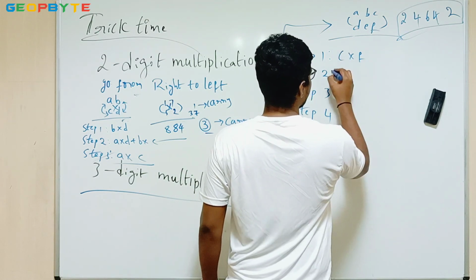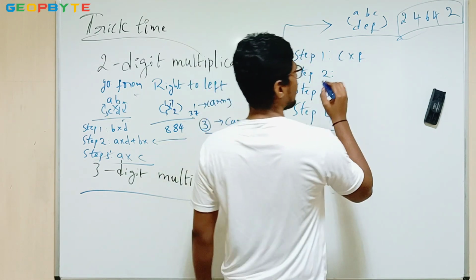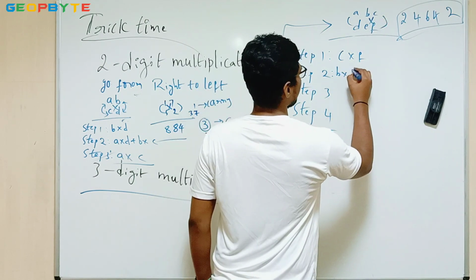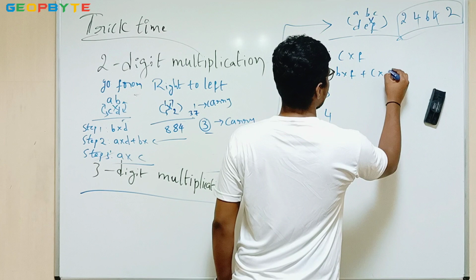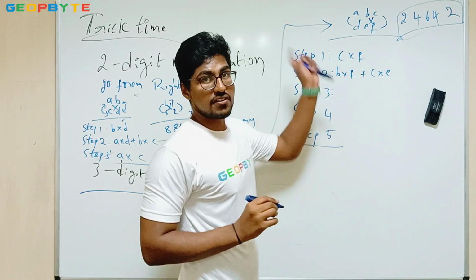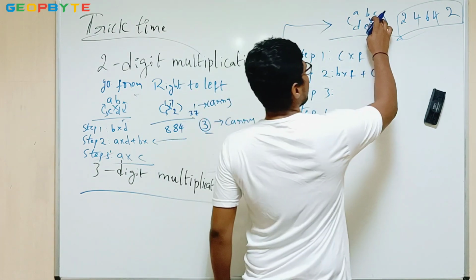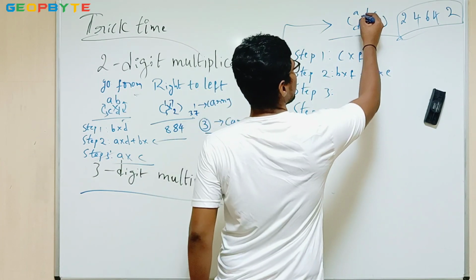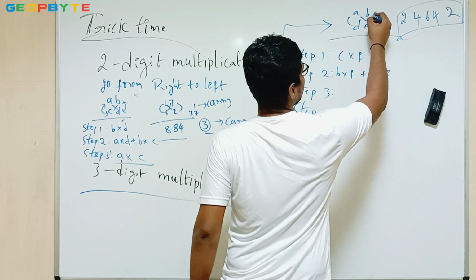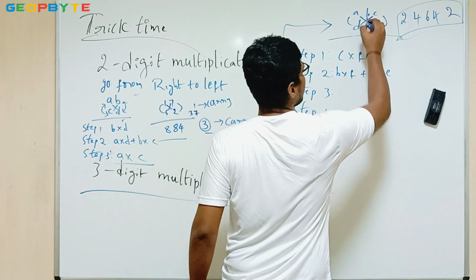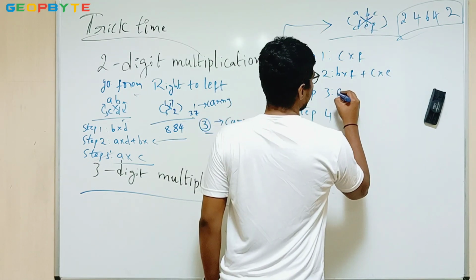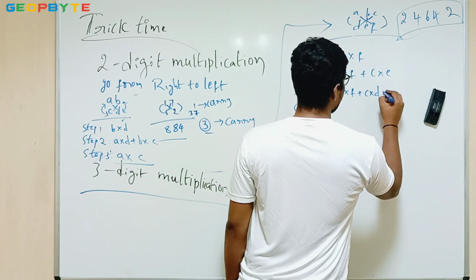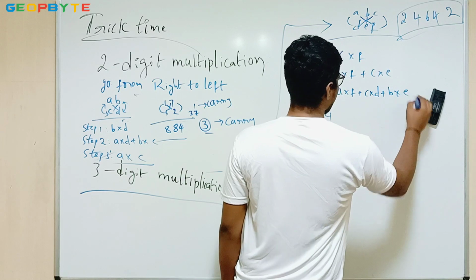C into F is the first one, and the second step you have to do it like these two. That is B into F plus C into E. And for the third step you have to use the 3 numbers, and that is very careful. See carefully in here. You have to multiply A into F and C into D and B into E. See, A into F plus C into D plus B into E.